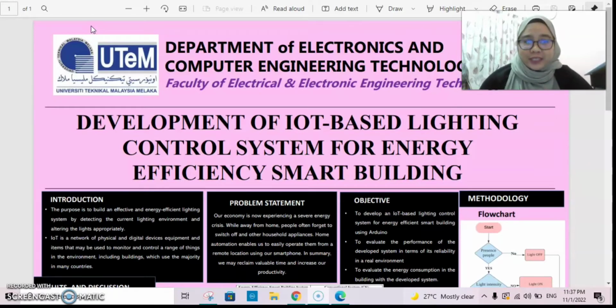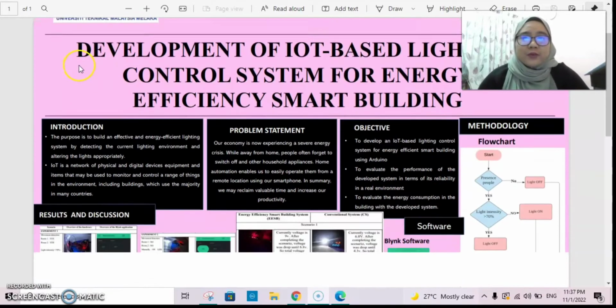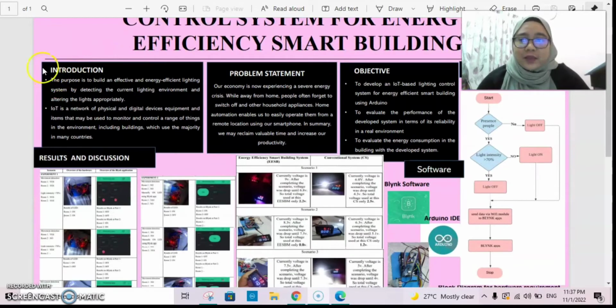I'm from FTKE and my title is Development of IoT-based lighting control system for energy efficiency smart building. Okay, we can see the introduction.